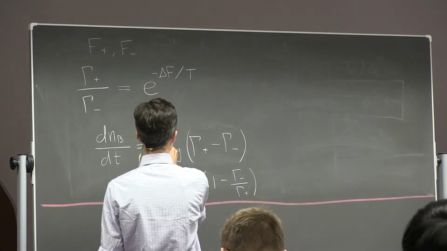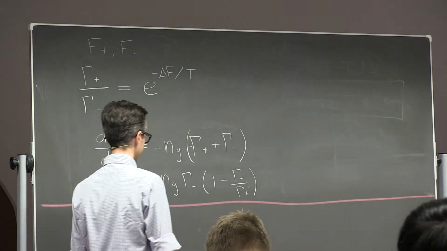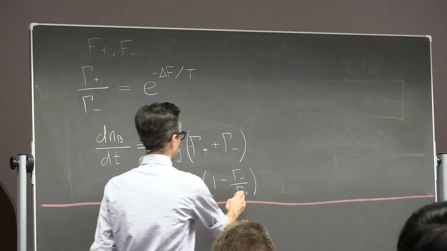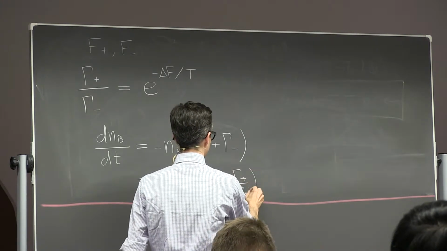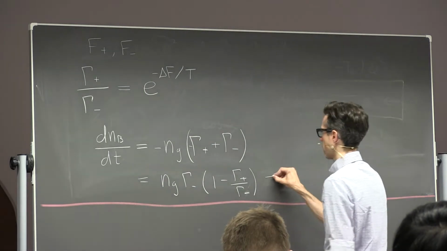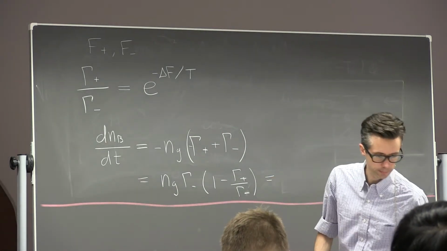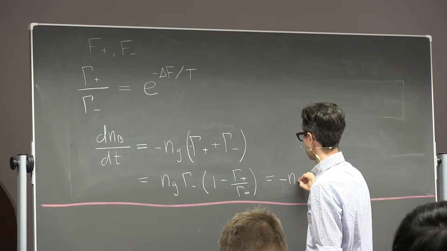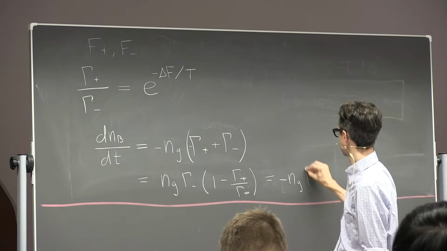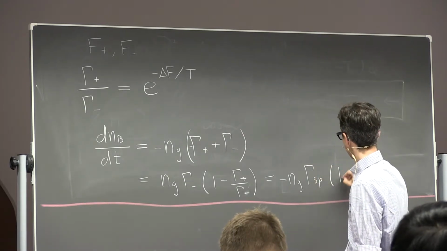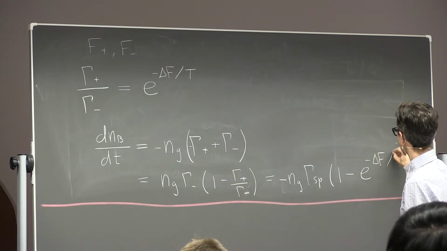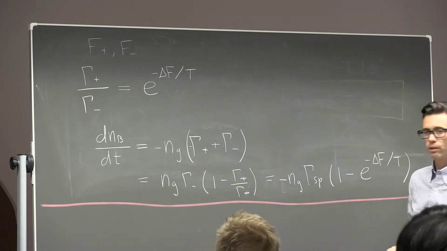Oops, sorry, I wanted to write... okay, it's the same thing. Sorry, this should be gamma plus over gamma minus. And I plug this in, rearrange it here, and what I get is minus N_G times gamma minus times 1 minus e to the minus delta F over T, where delta F is the free energy difference between these two fermion states.